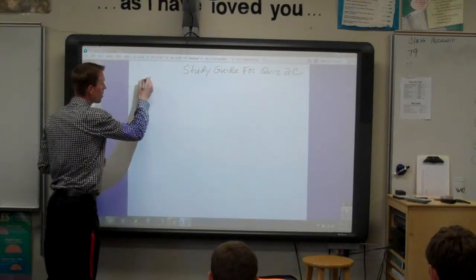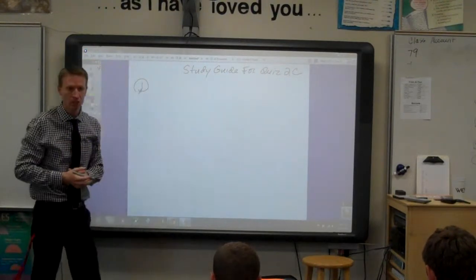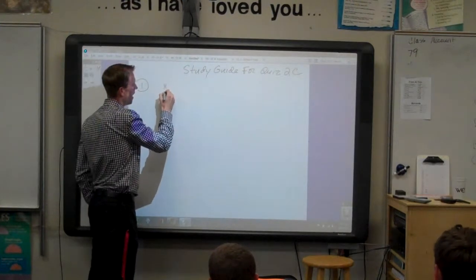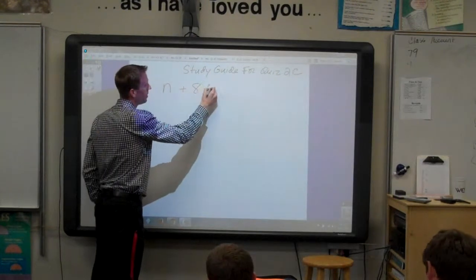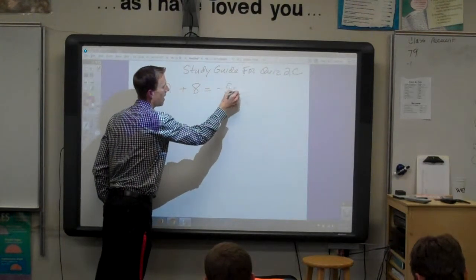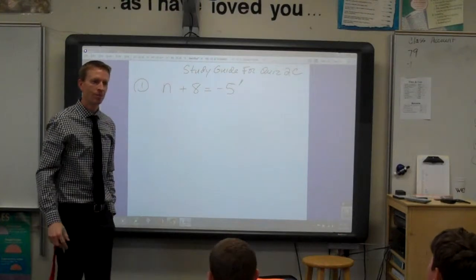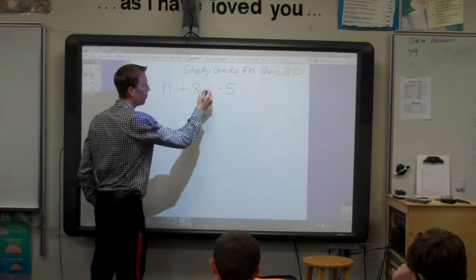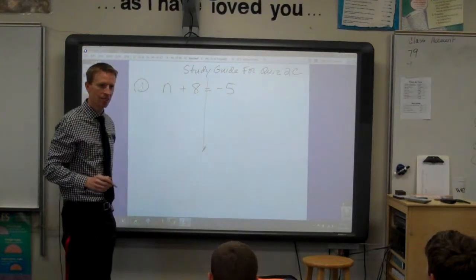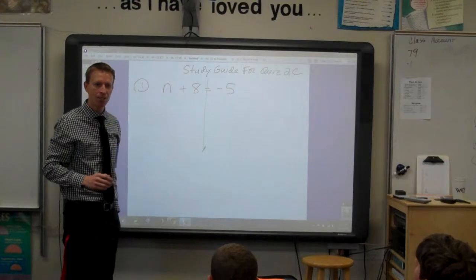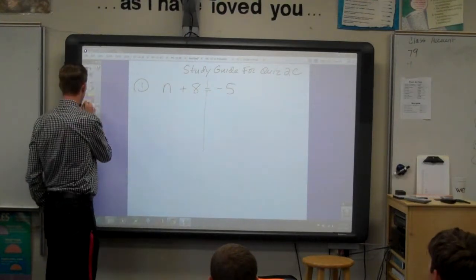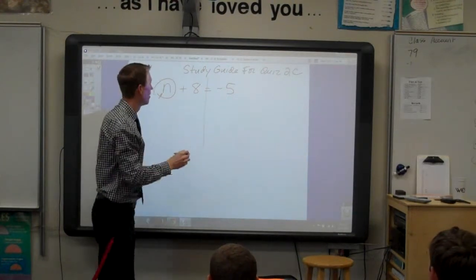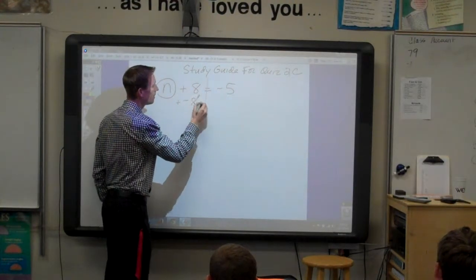Okay? The first type is just an addition equation. So it's like n plus 8 equals negative 5. Now, let's review. We've got 2 sides here. We need to add what? We need to get the n by itself. We need to add negative 8 to each side.